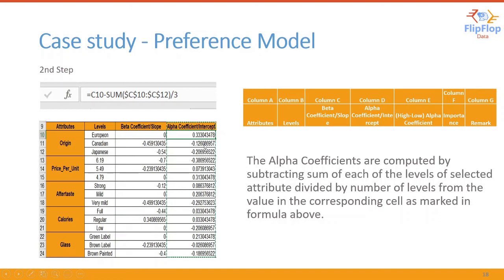That gives you the first alpha coefficient. Then similarly, you can compute the second one. Consider this second value: C11 minus the sum of C10 to C12, all these three levels, divided by the number of levels. This gives you again the second alpha value. Similarly, you can compute this for the entire table.